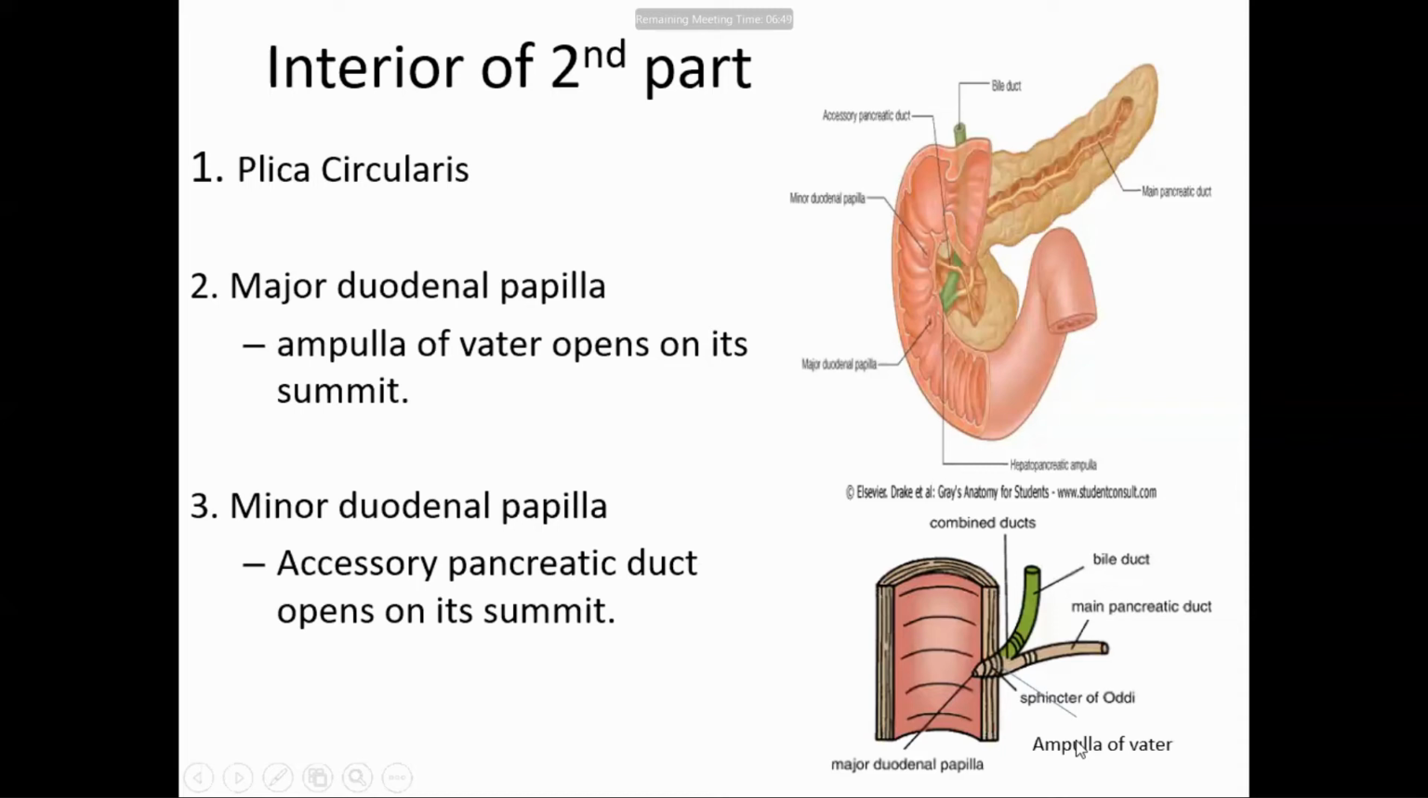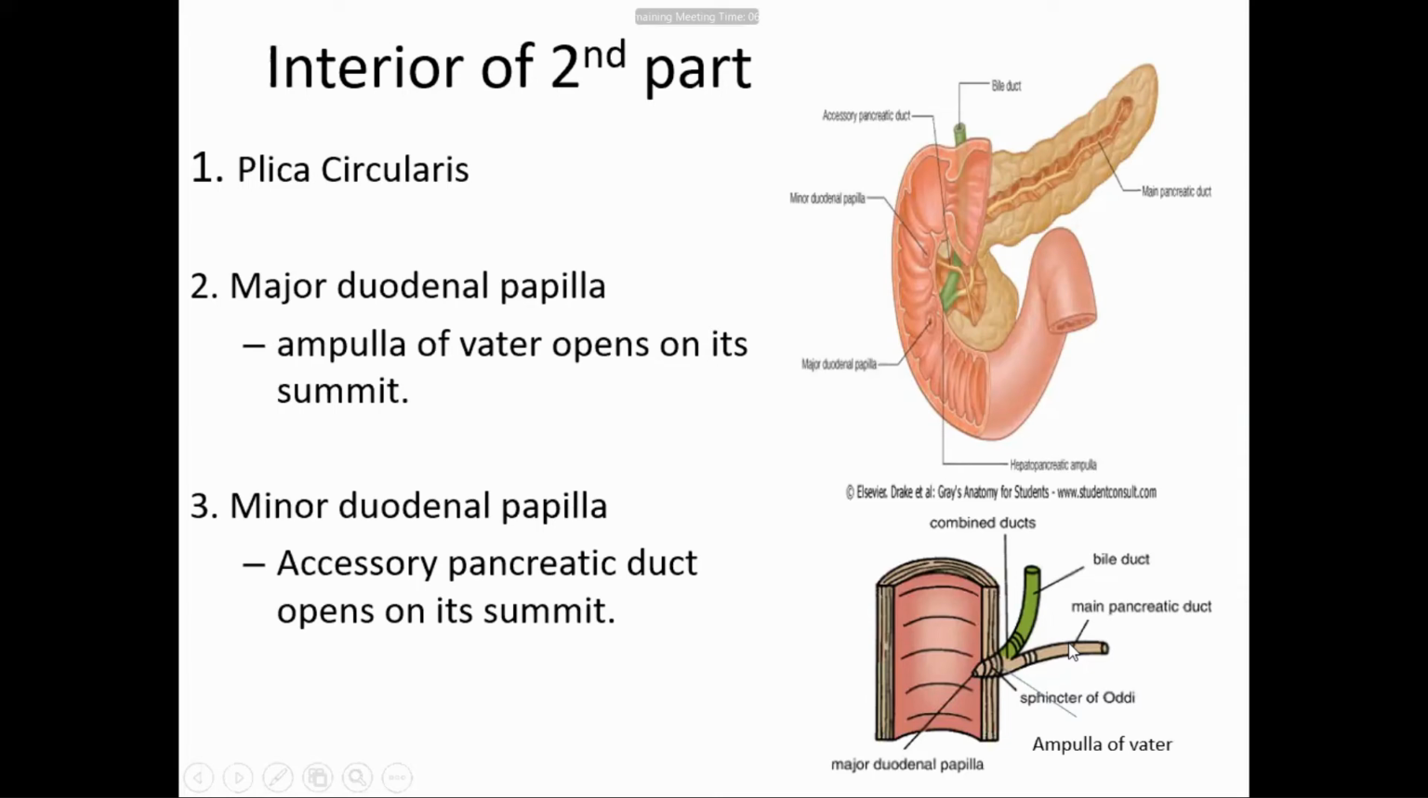So last time your seniors were confused. The hepatopancreatic duct was asked, but they had studied only the ampulla of Vater. So the ampulla of Vater and the hepatopancreatic duct are the same. They are synonymous words. So where does the ampulla of Vater open? It opens on the summit of the major duodenal papilla.